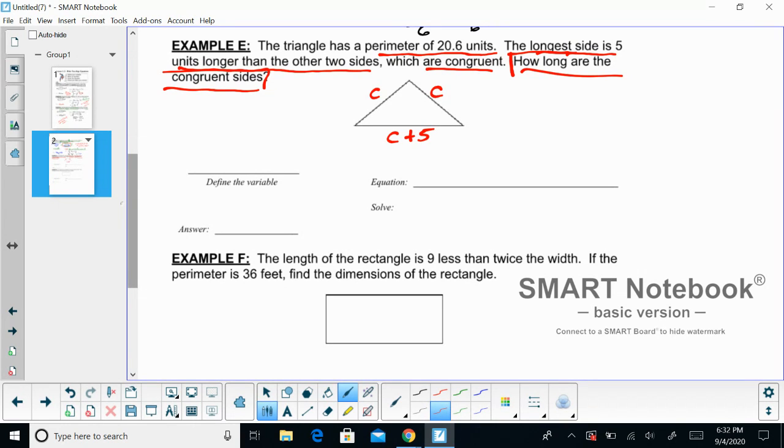Okay? Now we need to define our variable. We're using C, and what does C equal? C is the length of a congruent side.